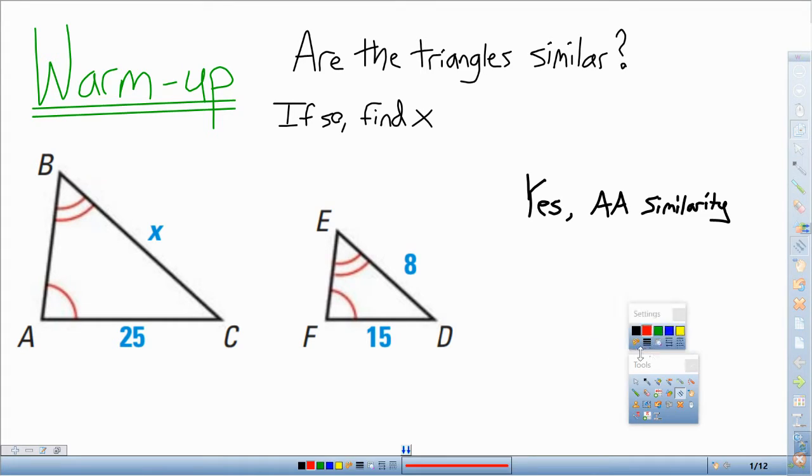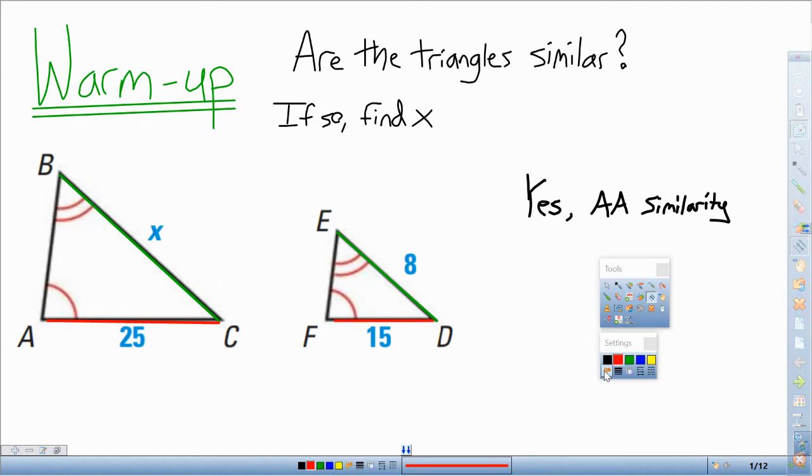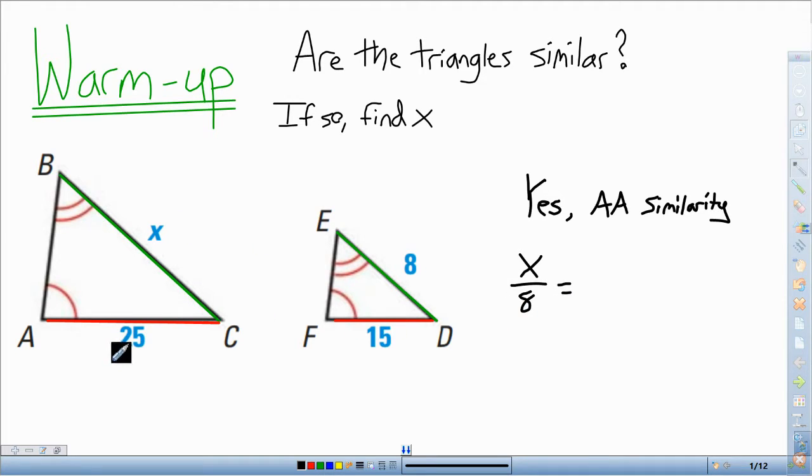Okay, so on this problem, it's really obvious what our corresponding sides are. This side would correspond to this one, and this side here would correspond to this one. So that's what I'm going to make my ratio of. I'm going to start with these sides because I like to start with whichever corresponding sides has my variable. And just a reminder, when you make these ratios, I highly recommend always going left over right. So I'm going to do x over 8 for my first ratio, and then for my second one, 25 over 15.